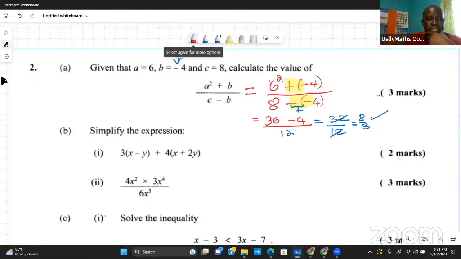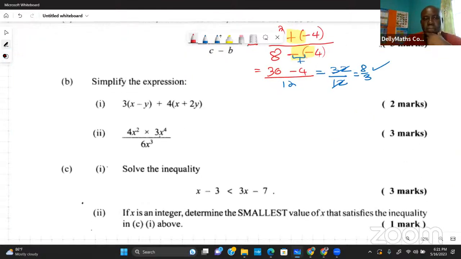All right, the next question says, simplify. As you could see, we want to simplify the expressions here. What we want to do is to employ our distributive property. We want to distribute. So the 3 will distribute to the x. The same 3 will be distributed to that negative y, positive 4 to the x, positive 4 to the 2y. We want to do that.